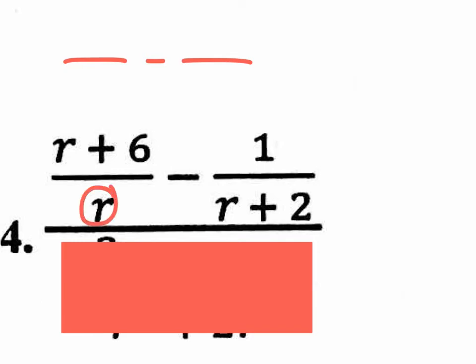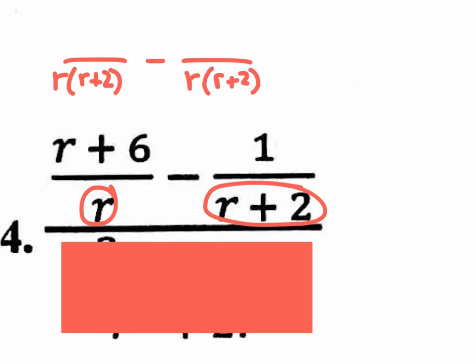If I have an r here and an r plus 2 over here, my LCD will be both of them multiplied together. So r times r plus 2. Are you with me? Okay, so how am I going to change this r to become r times r plus 2? Well, obviously I need to multiply it by r plus 2.